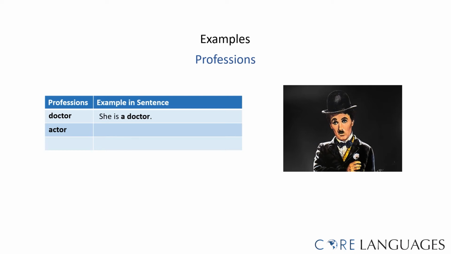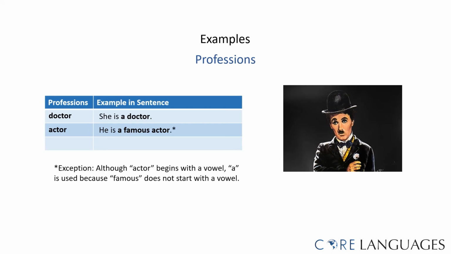But look at the following sentence. He is a famous actor. The word famous does not begin with a vowel or vowel sound. And because it comes first, we need to use a. He is a famous actor.